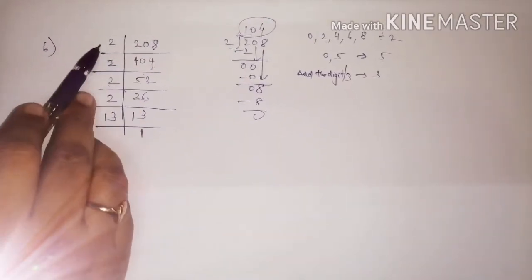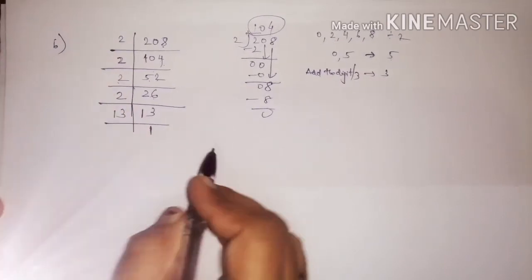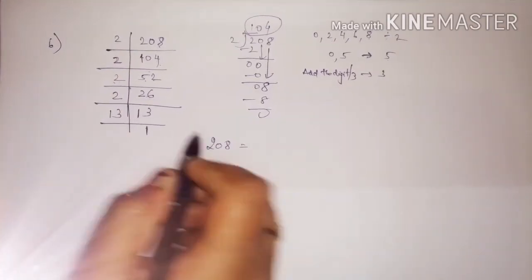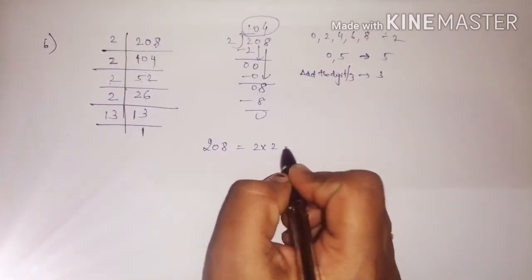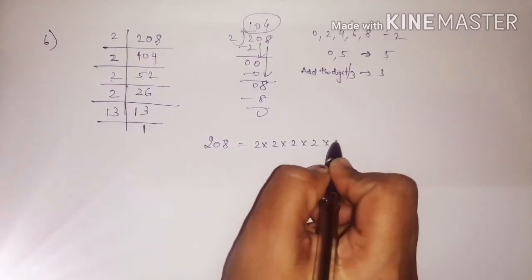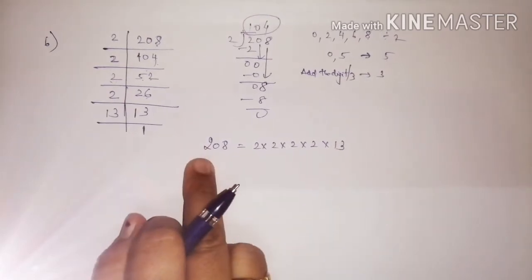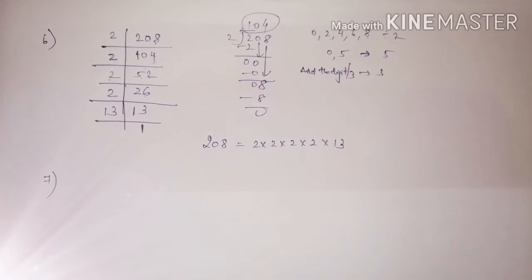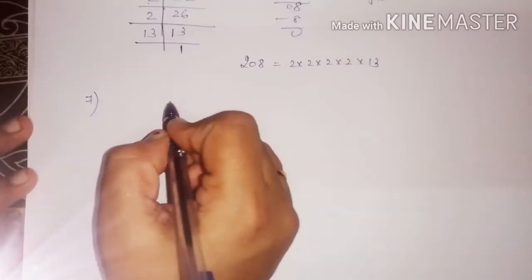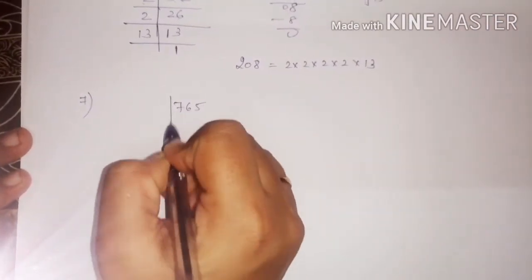So what are the factors of 208? All these are the factors. 208 is 2 into 2 into 2 into 2, 4 times, and 1 time is 13. So these are all factors of 208. The seventh sum is 765. We have to find out the factors of this number 765.